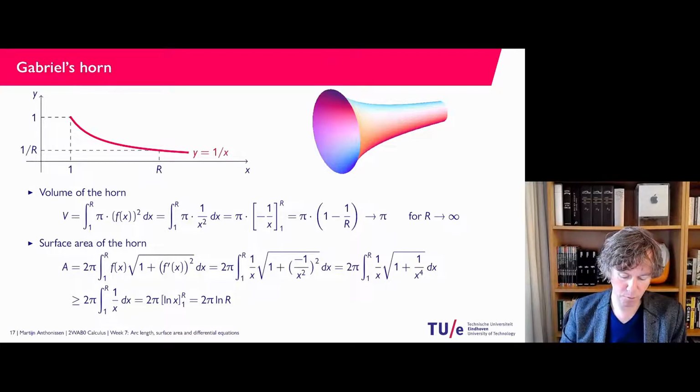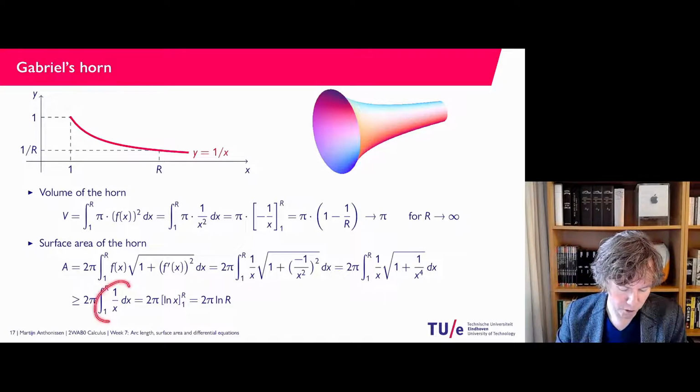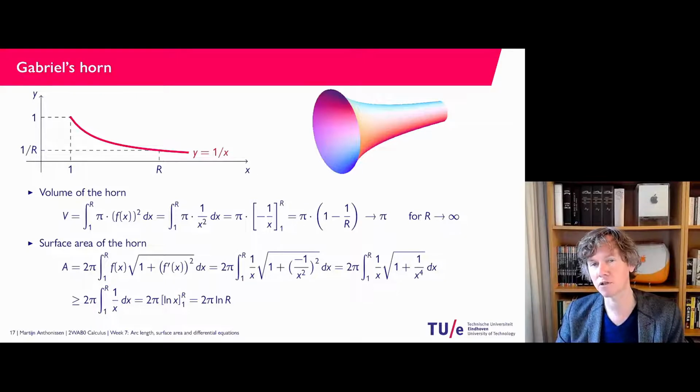So it's bigger or equal, and then the integral where I just forget about this whole square root, or I replace it by 1 if you like. So then you have the integral of 1 over x dx. Now, the nice thing is I can find a primitive function because that's the ln. Then you plug in the values, r and 1, and you find that apparently the surface area is 2 times pi times ln r.